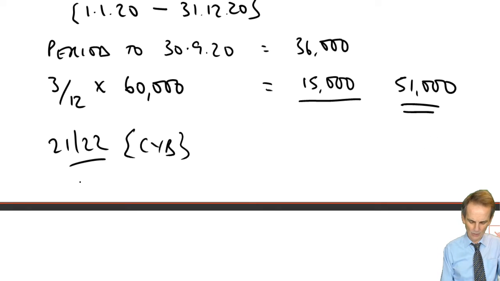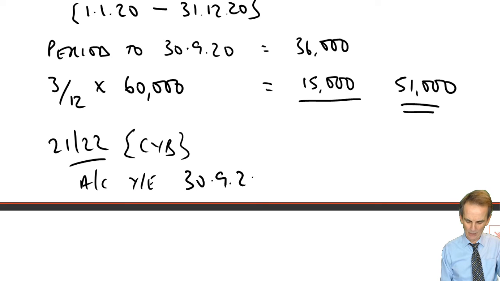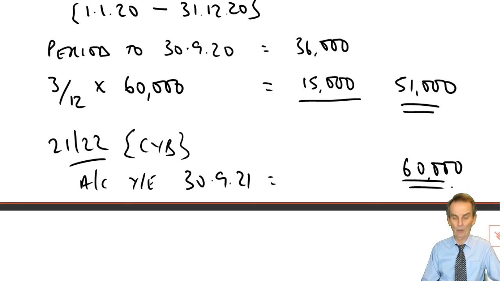Yes, we would use CYB, and that will be the accounting year ended 30th of September 21, in which we made a £60,000 profit. You now have your assessment for 21-22, you're using CYB, you will then continue with your CYB assessments from there onwards until such time as the business ceases to trade.